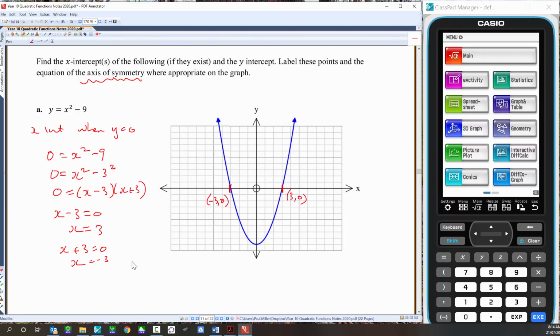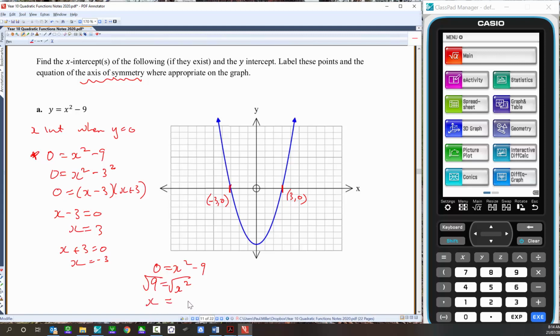The other way to do it is to go 0 equals x squared take 9. So this is the same line. Now I'm going to do something a little bit differently. With this one here, it's not a trinomial, so we can treat this a little bit differently. I'm going to add 9 to both sides and say 9 is equal to x squared. Now to solve for x, what I'm going to do is take the root of both sides.